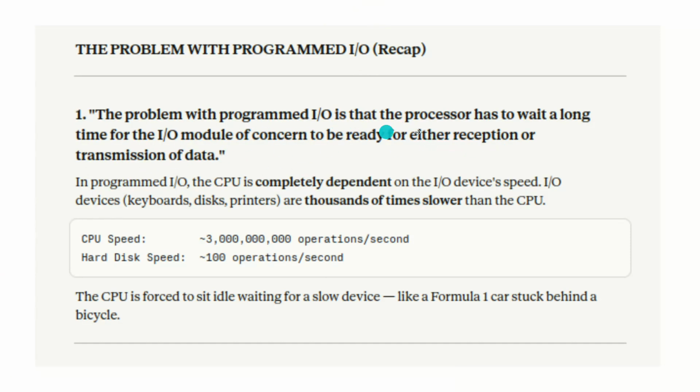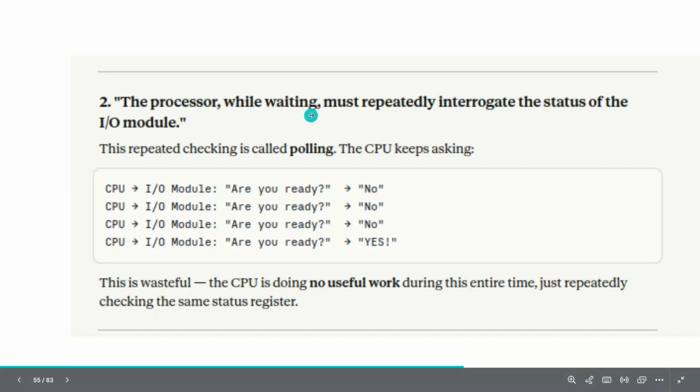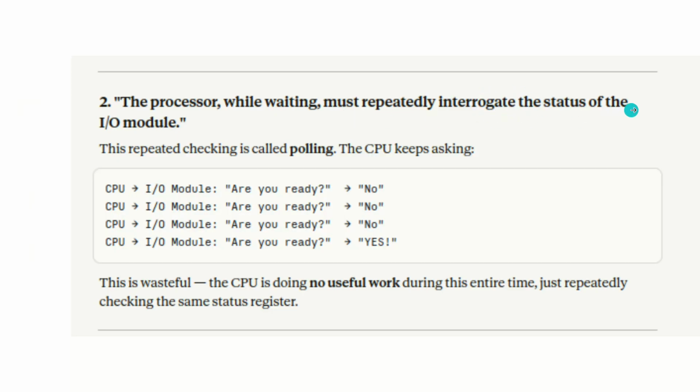For any IO operation, the processor has to wait a long time, because there is a huge speed difference between the CPU and the devices, which are 1000 times slower. While waiting, the processor has to repeatedly interrogate the status of the IO module. The CPU would ask the IO module, are you ready? It says no. It will wait until the status becomes yes. This repeated checking is known as polling.